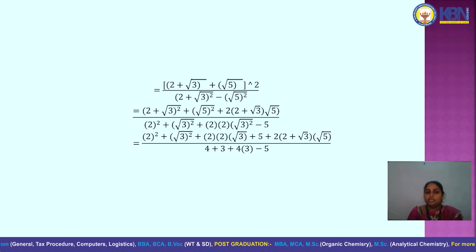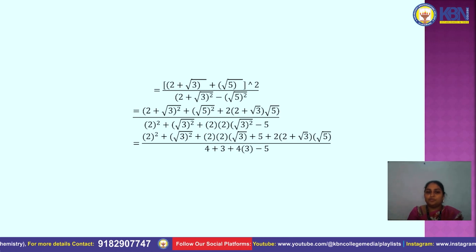plus root 3 into root 5 by, in the denominator here we have a square minus b square, but in the place of a we have 2 plus root 3. That means (2 plus root 3) whole square. Again we find the special product, that is (a plus b) whole square. The formula is a square plus b square plus 2ab.